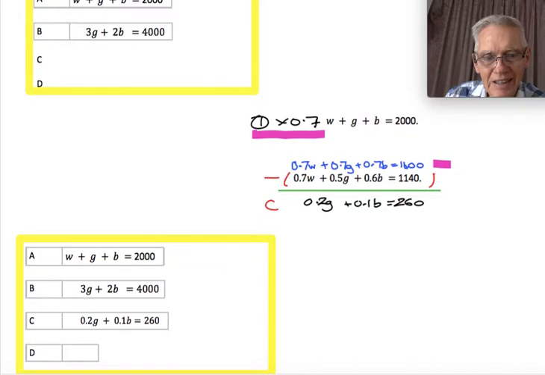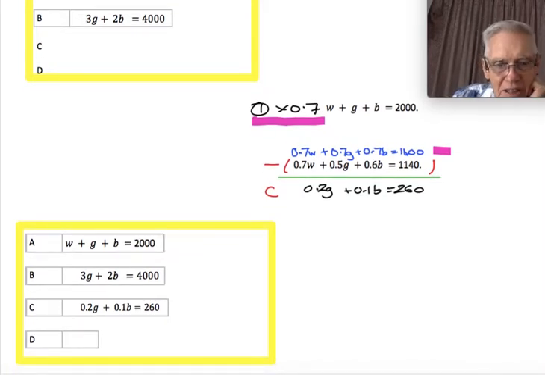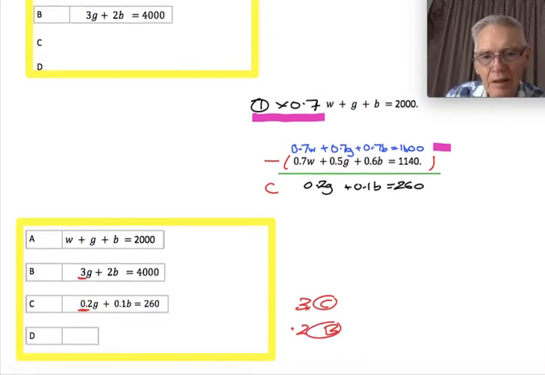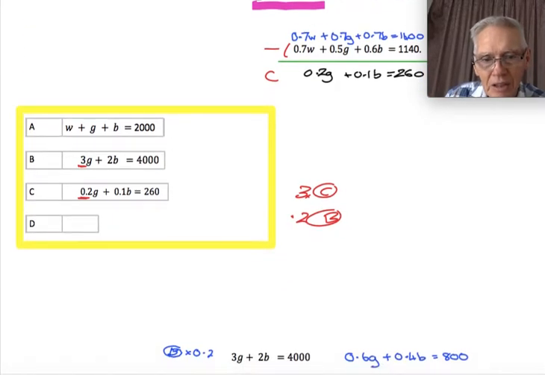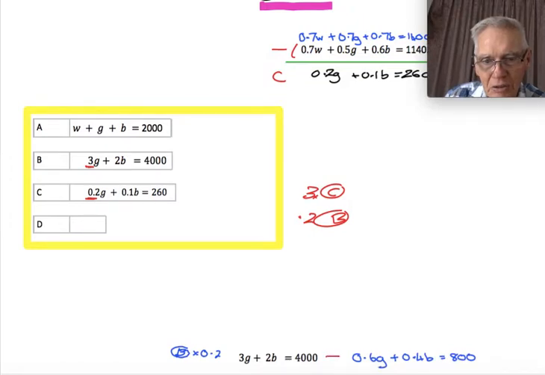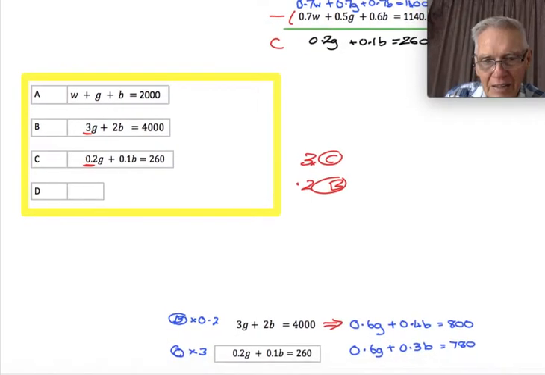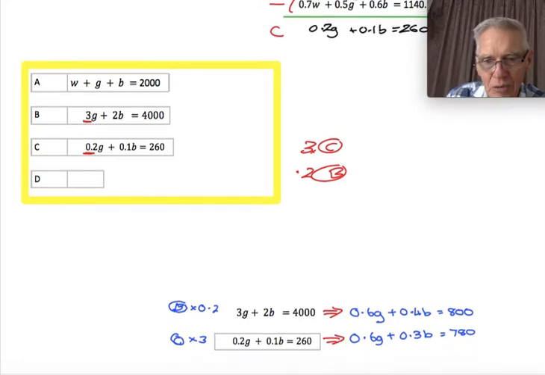Now to work out D, I have to combine B and C. So I've got 3 here. So I'm going to multiply equation C by 3. And I've got 0.2 here. So I'm going to multiply equation B by 0.2. So this is what I've done. I've done my working down here. B times 0.2 gives us this. And C times 3 gives us this. Now I can subtract these away.